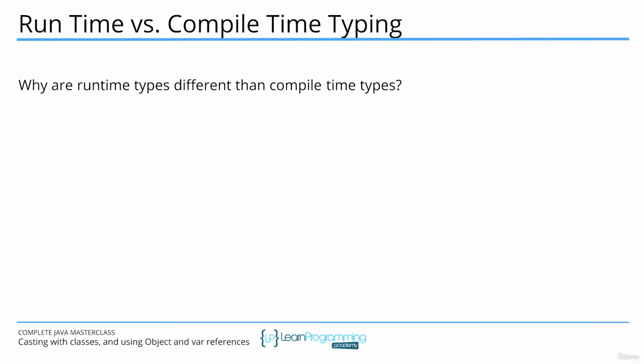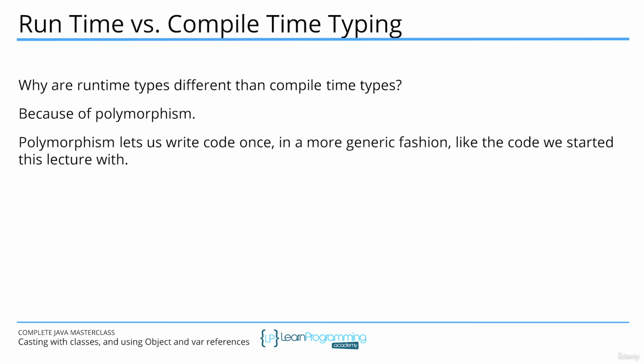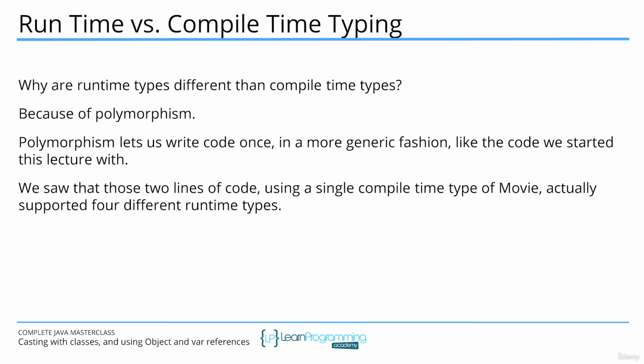Why are runtime types different than compile time types? Because of polymorphism. Polymorphism lets us write code once in a more generic fashion, like the code we started this lecture with. We saw that those 2 lines of code using a single compile time type of movie actually supported 4 different runtime types. Each type was able to execute behaviour unique to the class.